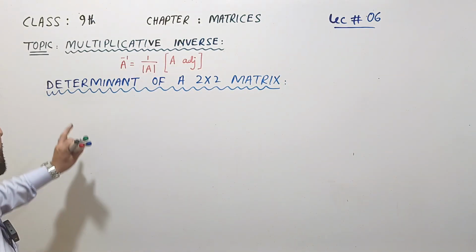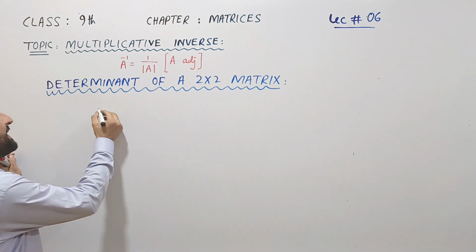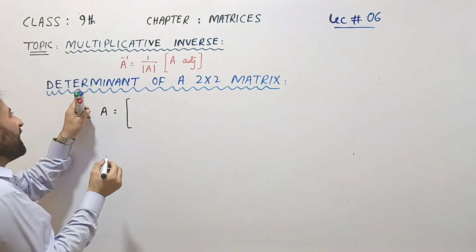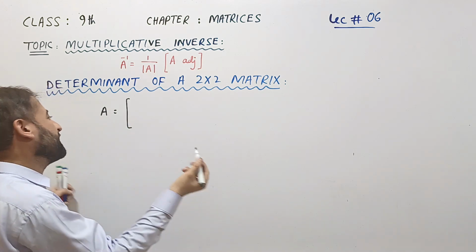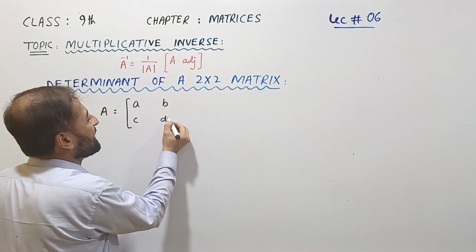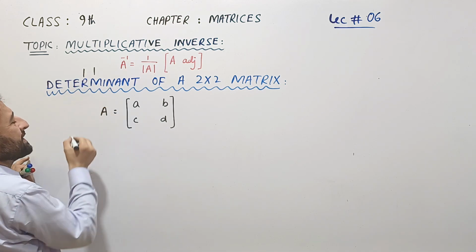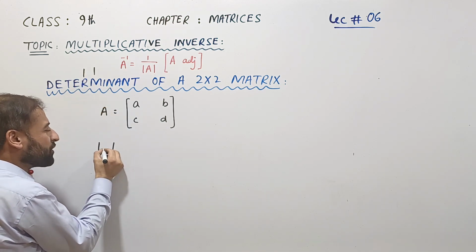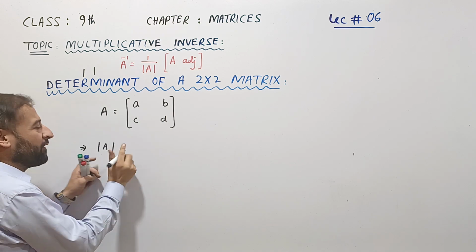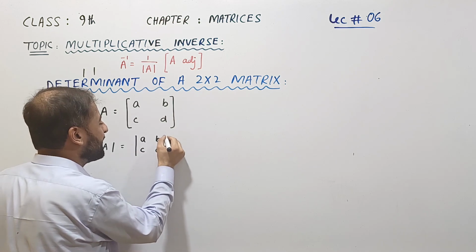All right, students, determinant of a 2 by 2 matrix. For example, you are given this matrix, a 2 by 2 square matrix, because the topic determinant is for a square matrix, maybe 3 by 3, maybe 1 by 1. For the time being, we are discussing it for a 2 by 2 matrix. The symbol for determinant is this thing. We say determinant of A. Determinant of A is equal to |a b; c d|.